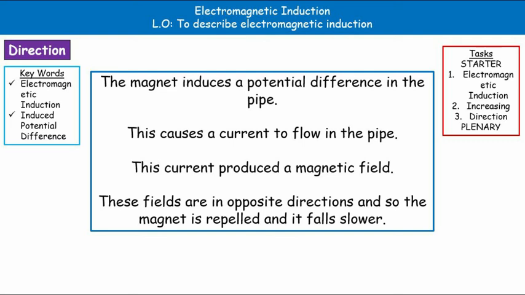So at this point we've got two magnetic fields, one from the magnet itself and one from the current flowing through the pipe, and those fields are in opposite directions to each other. As a result of that, the magnet is repelled. So because we've got this repulsion between the pipe and the magnet, it makes it fall slower through the tube than when it was just a metal ball without this effect.